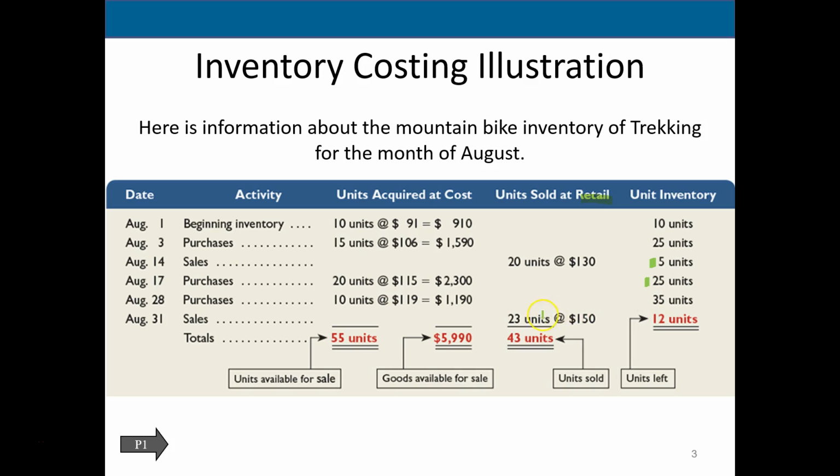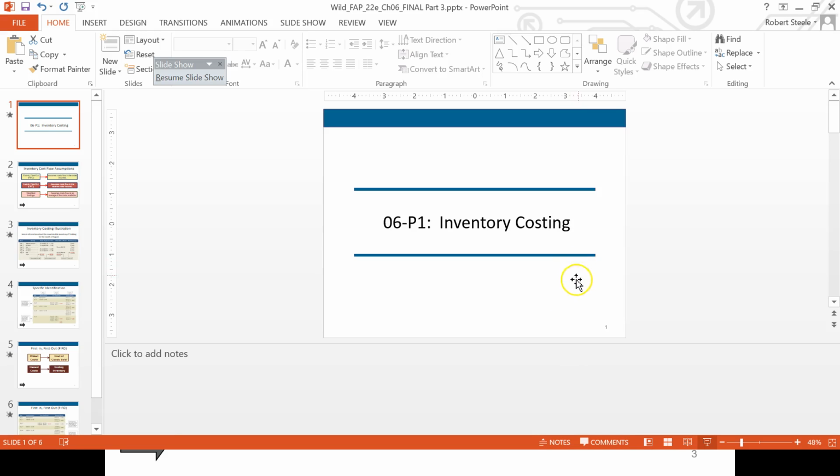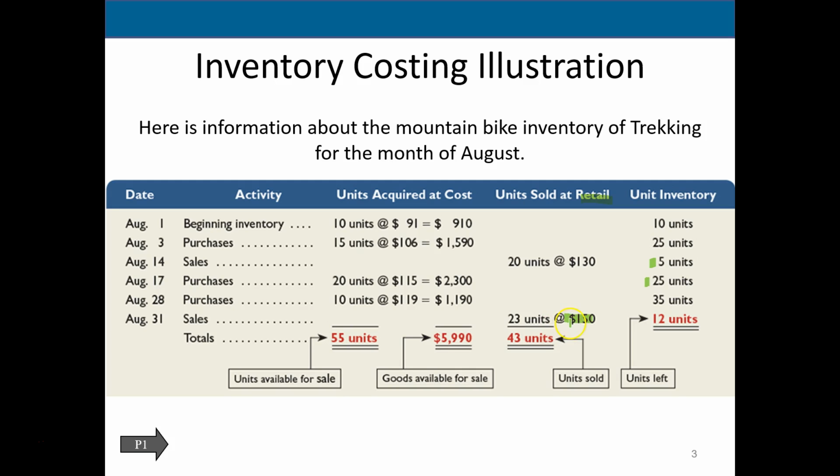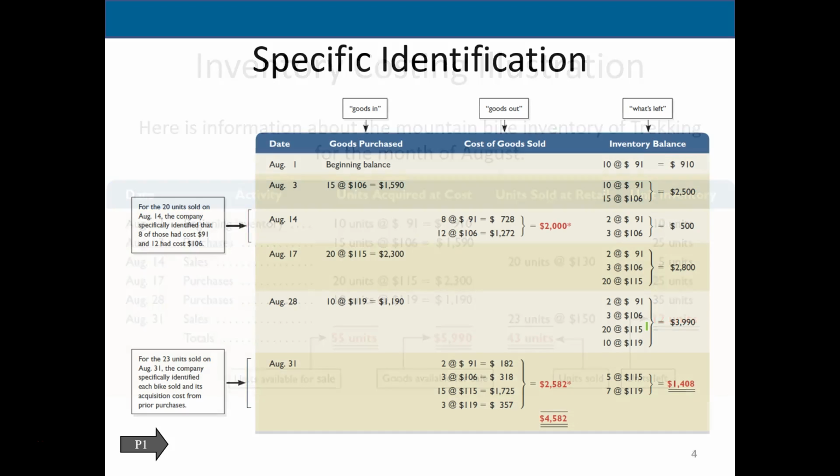And then we have a sale of 23 units. We sold them for 150. Notice our price went up, but that just represents what we sold it for. So we have the 35 minus the 23 gives us the 12. We don't know what they cost us. That's what we'll have to take a look at.